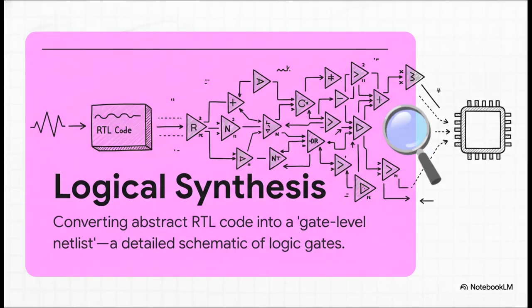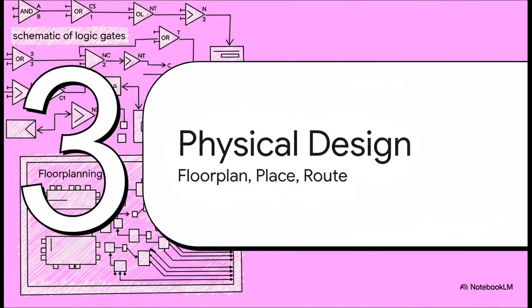So that first big step on our map is logical synthesis. This is where a super powerful piece of software reads our RTL code, our behavioral plan, and translates it into a gate-level netlist. You can think of this as the very first real schematic. It's a massive list of millions of tiny standard components, or logic gates, and a map of how every single one is connected. All right, so now we've got our huge schematic of logic gates. We're ready to tackle the three most critical stages of creating the physical layout: floor planning, placement, and routing.